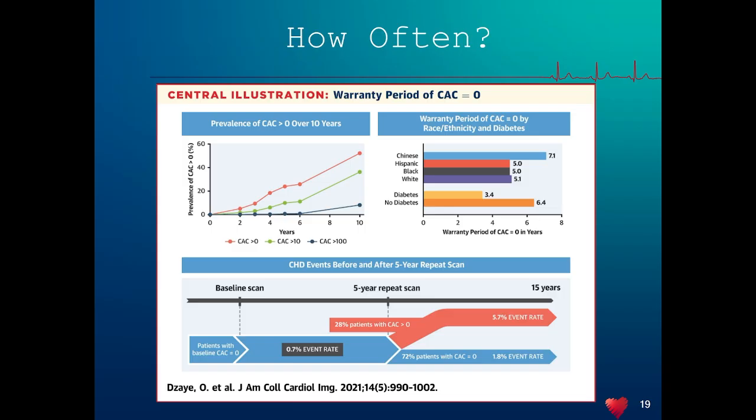And the bottom schematic is showing that the event rate is very low in the first 5 years, 0.7%. After that, about 72% of the patients in this particular study had a zero calcium score, and their event rate continued to be lower, whereas those who had a higher calcium score at the 5-year mark had about 3 to 4 times higher risk of a cardiovascular event.